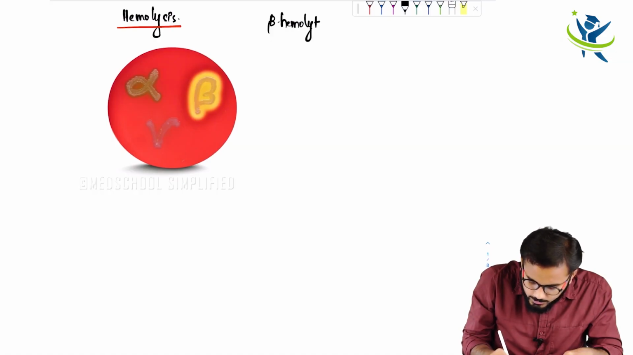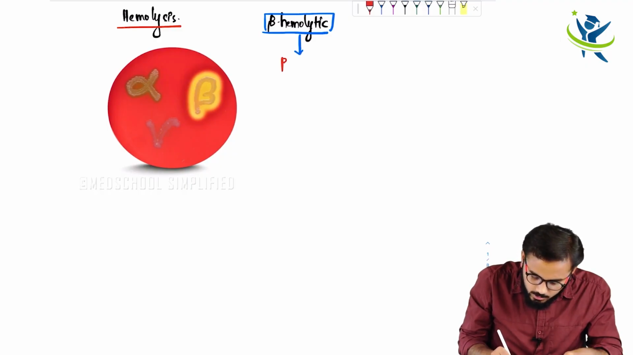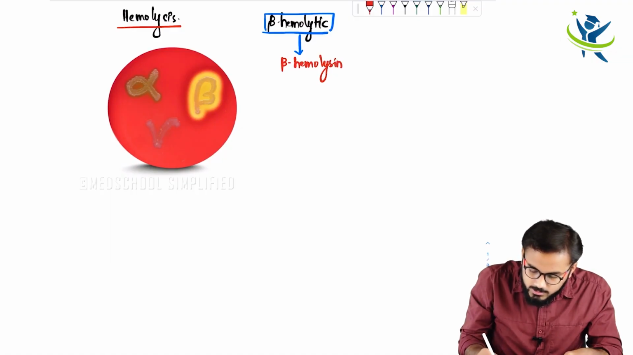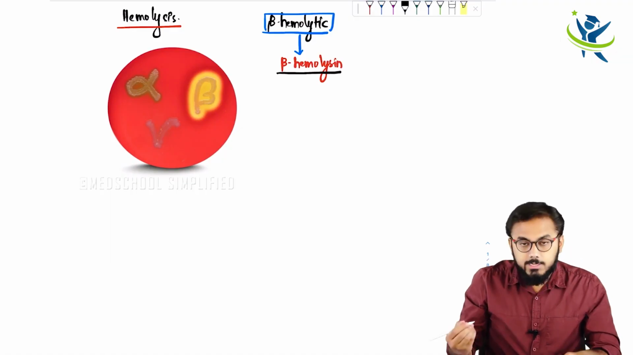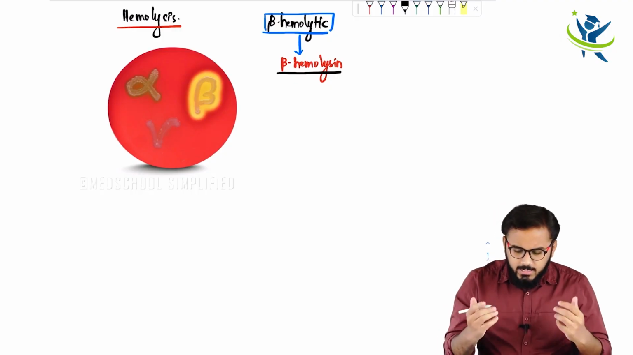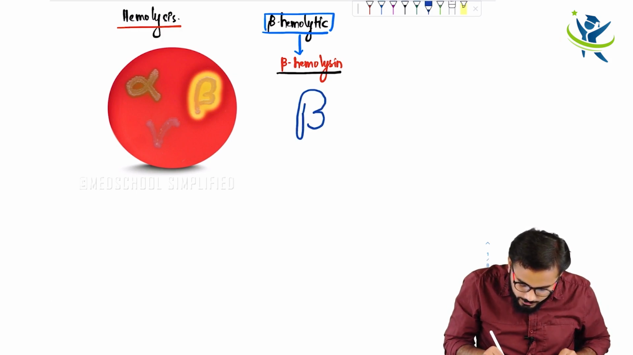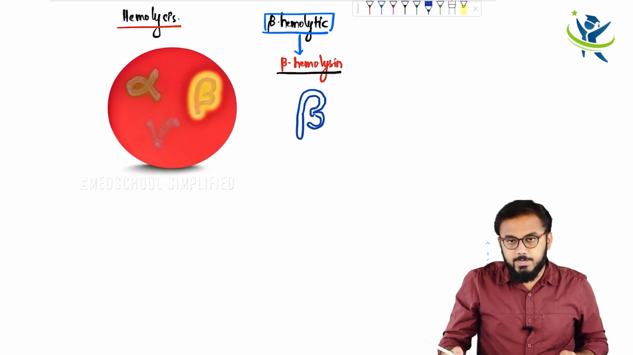This beta hemolytic bacteria releases a toxin, and this toxin is called beta hemolysin. And what does it do? It will break down all the RBC. Now what exactly I'm trying to teach you is that, let us say this is the beta which I have drawn.